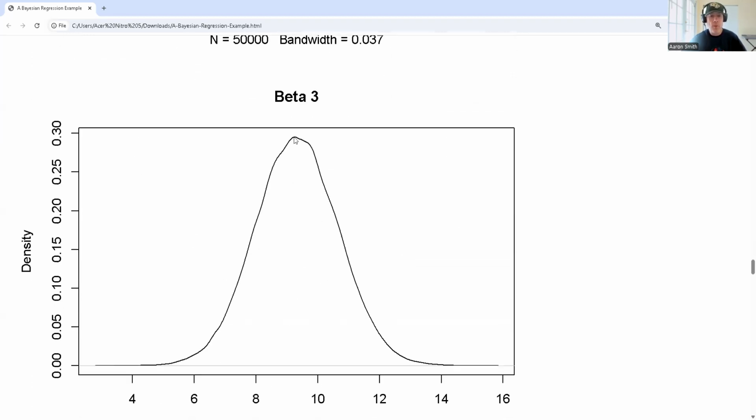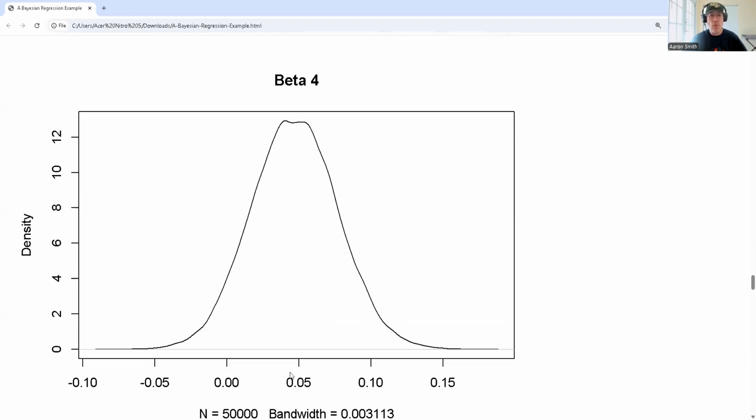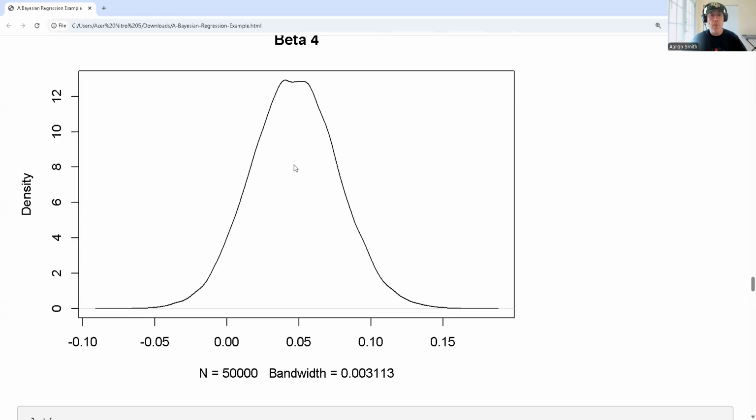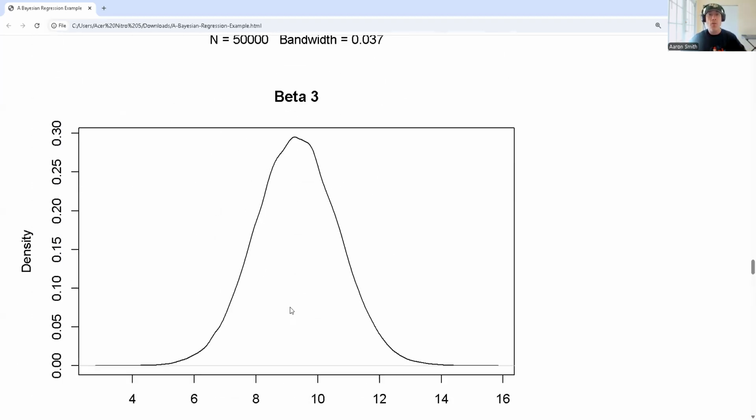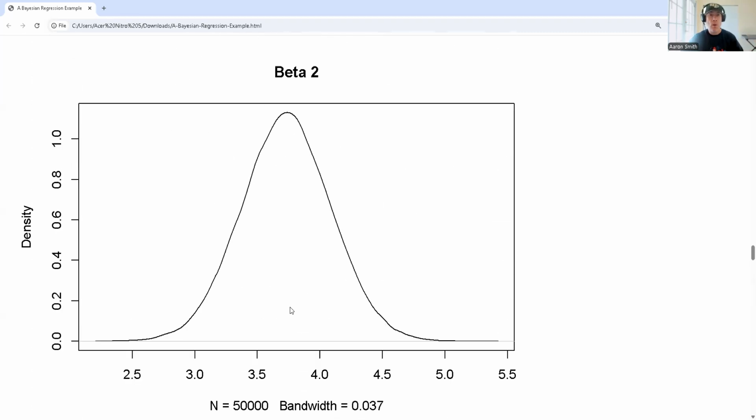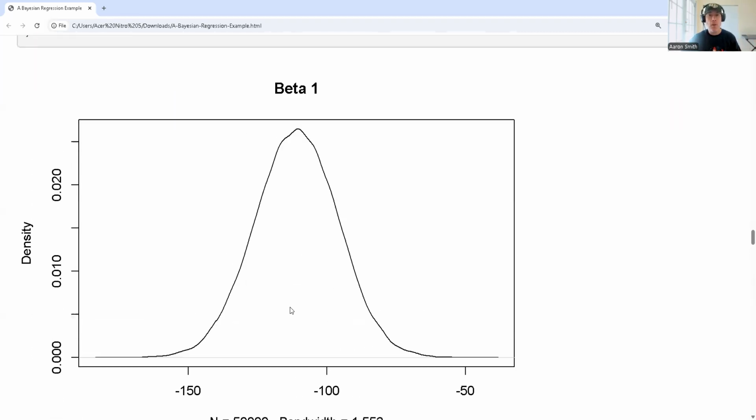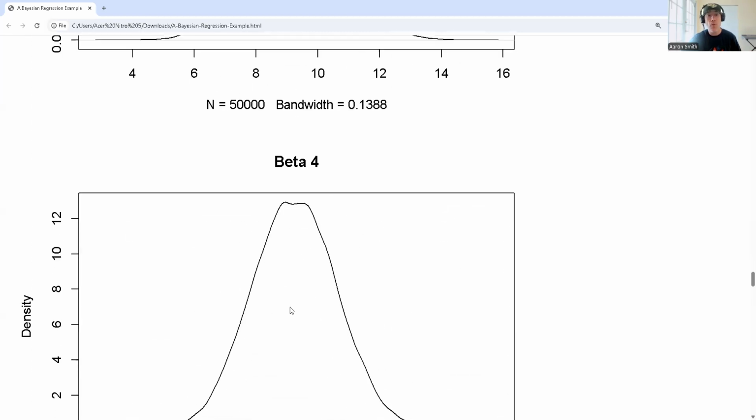Next one, for beta 3, once again looks symmetric and unimodal, so the mean, median, and mode are about the same. I'm going to peg that at about 9-ish for the estimated value. And then this is for the percentage of women in a field. I would say it's just a touch less than 0.05. So these four are the coefficients of the model: the intercept and then three coefficients.